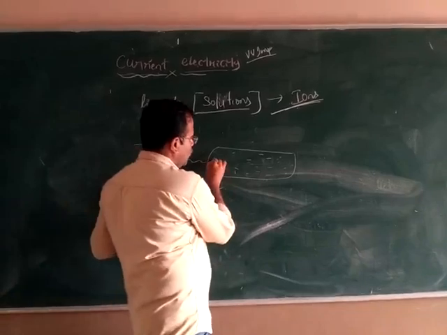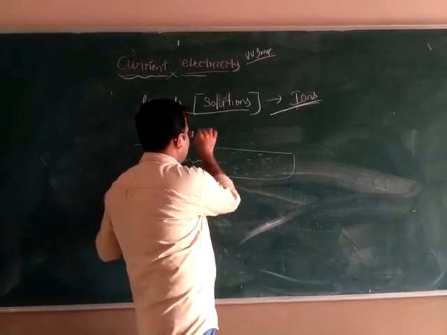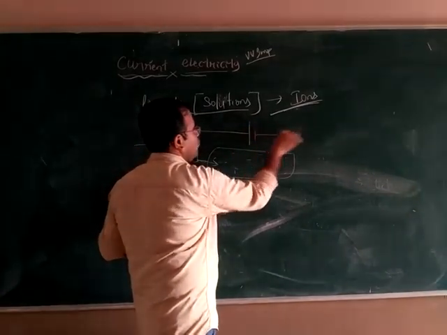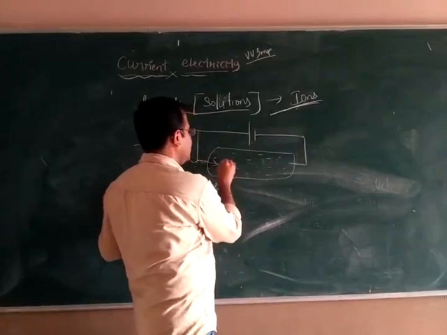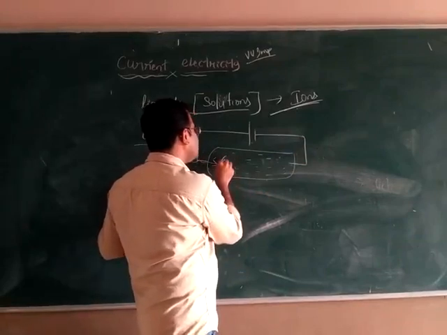Now, I am going to apply a battery. So when we apply the potential difference here, what happens is that ionization takes place here.